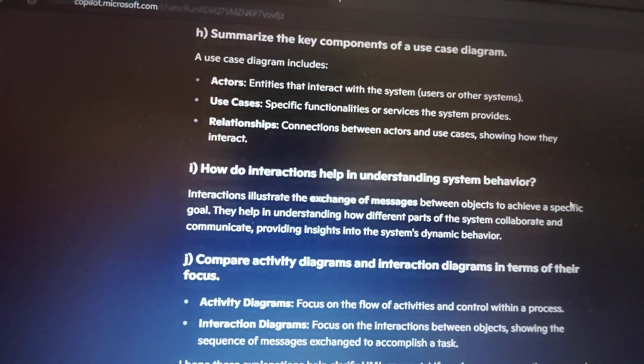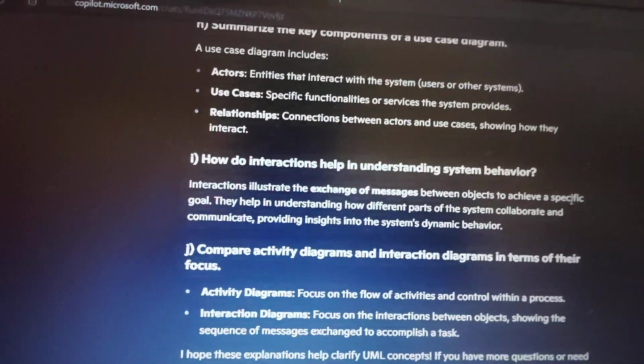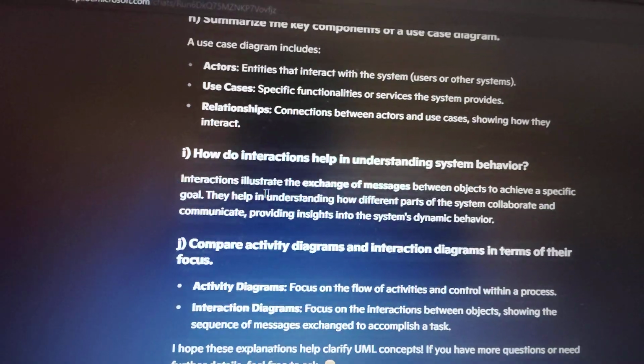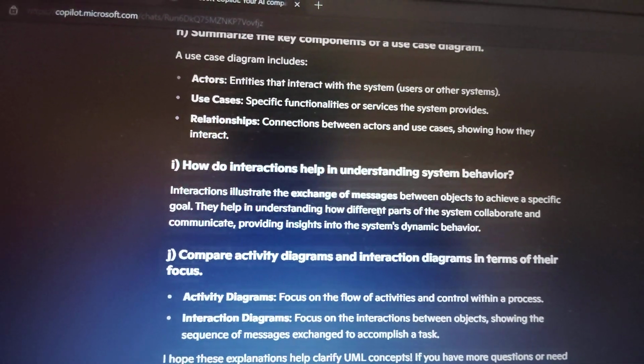How do interactions help in understanding a system? Here the main objective is the interaction diagram, which we know. So interactions illustrate the exchange of messages, generally between objects, to achieve a specific goal.